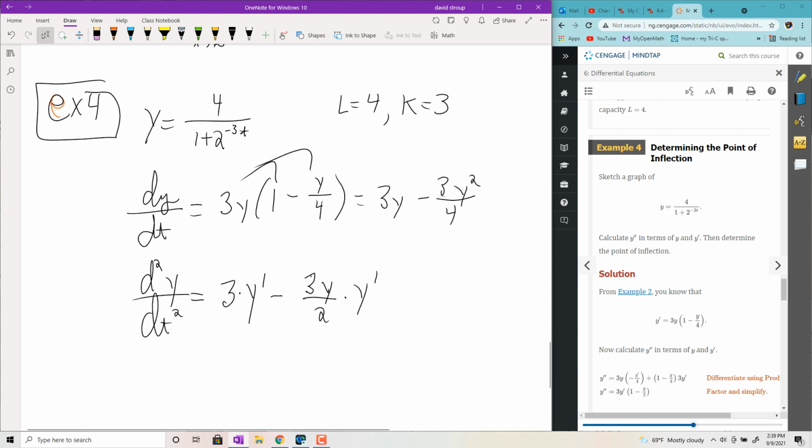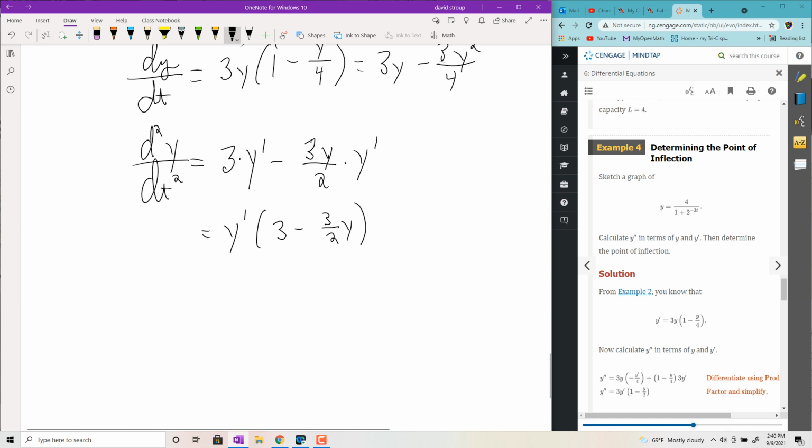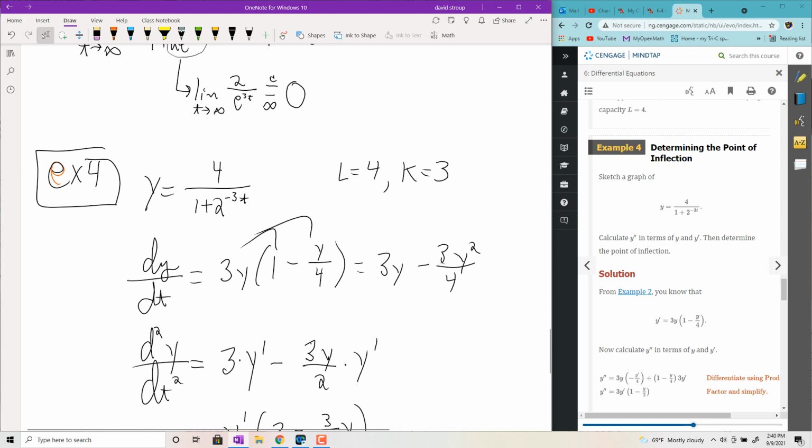Okay, you could factor out the y prime, and then you just have 3 minus 3 halves y. Then you're going to take this part and set it equal to 0. Where the derivative equals 0, we kind of already know. The derivative will equal 0 exactly where this thing is equal to 0, and that's going to be when y is equal to 0. That's when the population is 0. It'll also be when 1 minus y over 4 equals 0. And where is that? Well, that's the limiting capacity. That's when y is equal to 4.